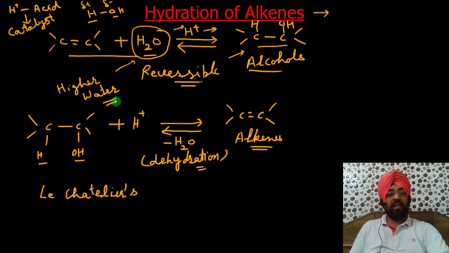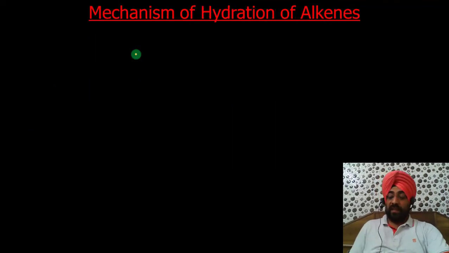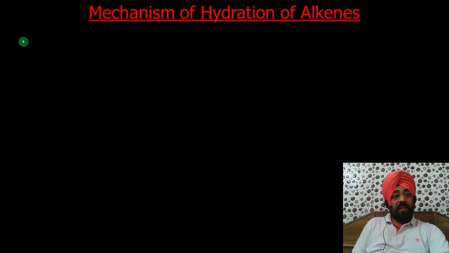Now this is a general reaction. The forward reaction is called hydration and its reverse reaction is called dehydration. So in order to have higher alcohol yield, or to shift this equilibrium to the right-hand side, we have to add more water. Now let us see the mechanism of this reaction. As I said, alkenes undergo electrophilic addition reaction, and this reaction is catalyzed by acids, H positive, or generally in the presence of water it is written as H3O positive.